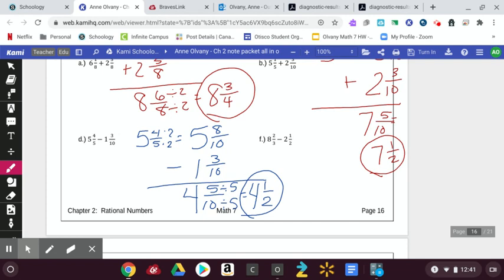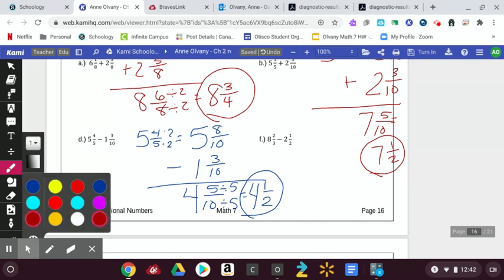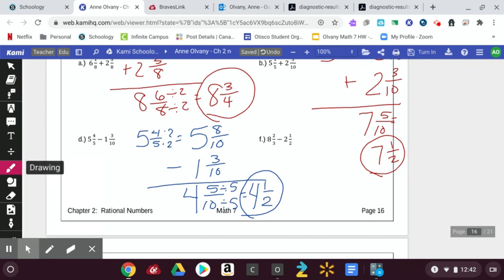I didn't leave much room for my last one, letter F. I'm going to see what I can do here. Okay, 8 2/3. Well, if I put the 2 and the 3 in a ladder, I can't find anything that divides into both, so I'm going to multiply them. So I'm going to change both of these into a denominator of 6. Multiplying those by 2, I get 8 and 4/6.